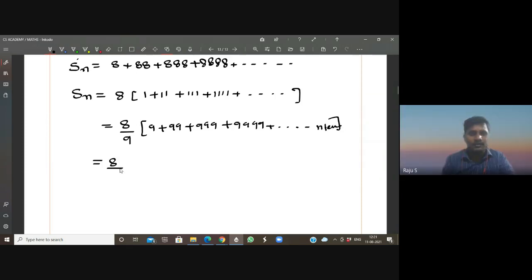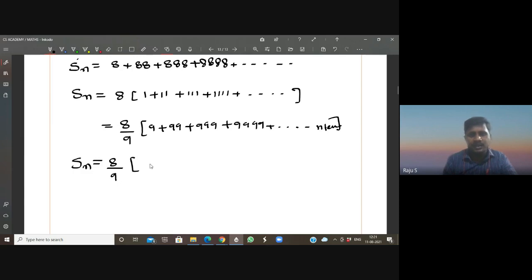Right, exactly. So the first step is to take the common factor. If it is 8, I'm taking 8 common. If it is 7 plus 77 plus 777, take 7 common. If it is 6 plus 66, take 6 common. The second step is to multiply and divide with 9.